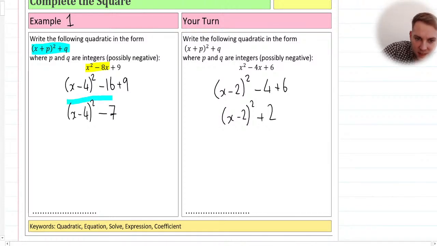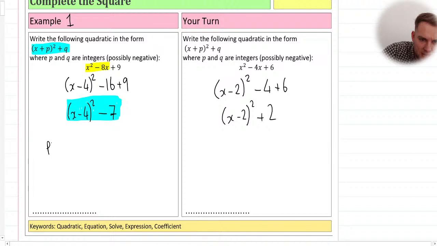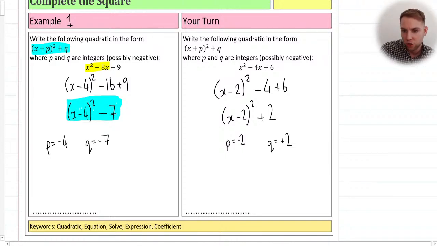So this is the format that they wanted it in, and this is the format I've got. The difference is that now P is equal to -4 and Q is equal to -7. In this one, P was equal to -2 and Q is equal to +2. You can make it explicit at the end. You would get the marks for that because you have written it in that format.